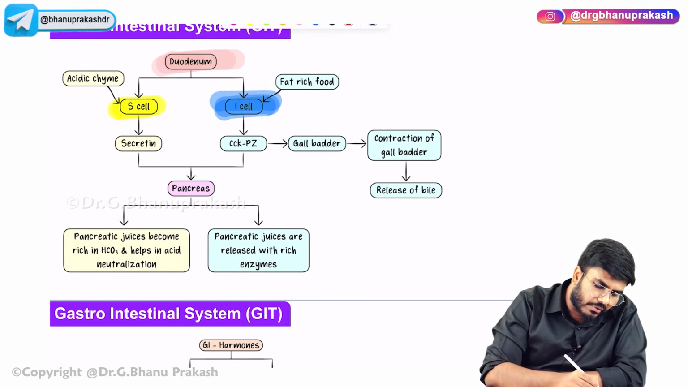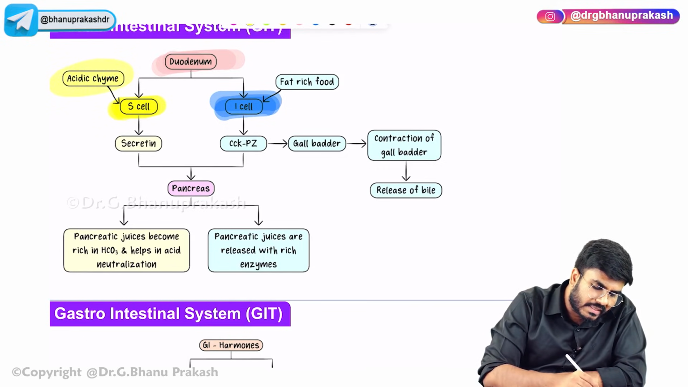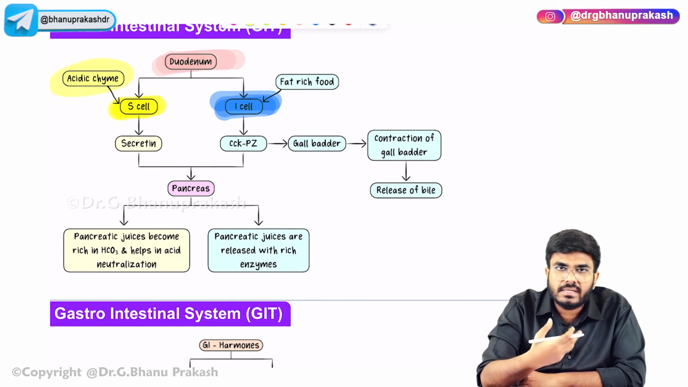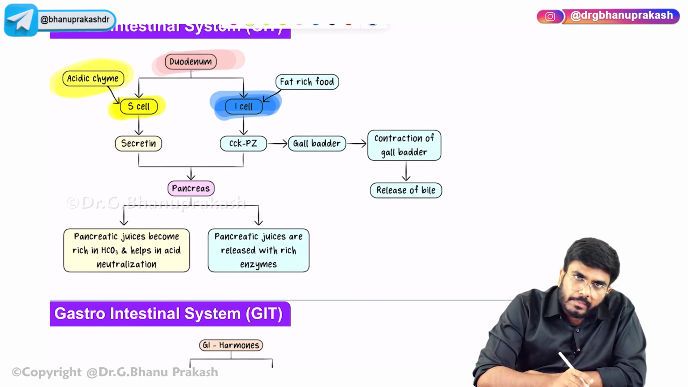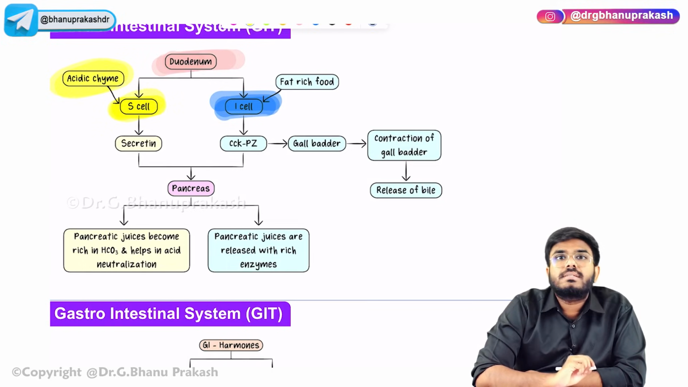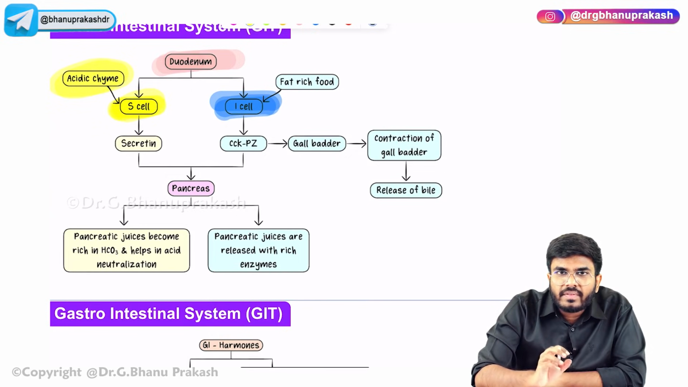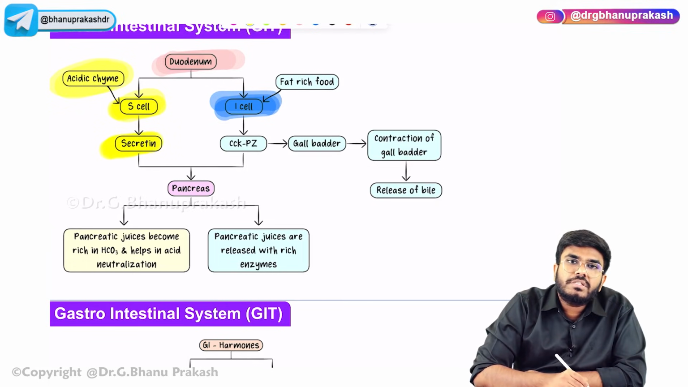Now, whenever you eat food, this acidic chyme, the partially digested food along with the acid, where will it go? It will go into the duodenum. So this acidic chyme will come into the duodenum and stimulate S cells. When the S cells in the duodenum are stimulated, they are going to produce secretin.